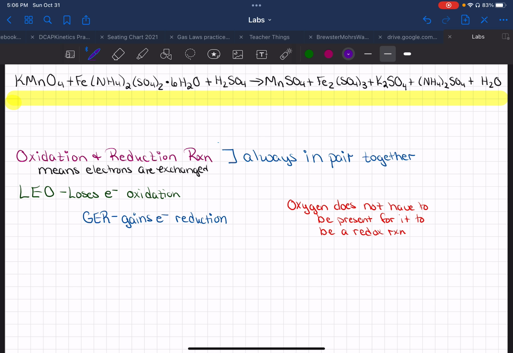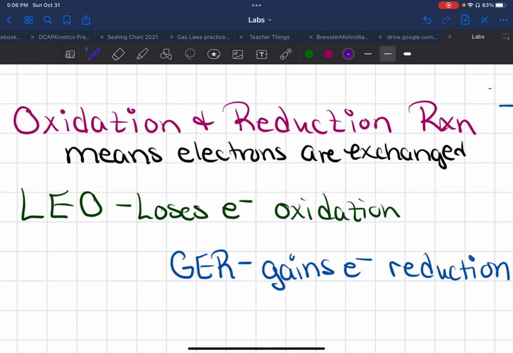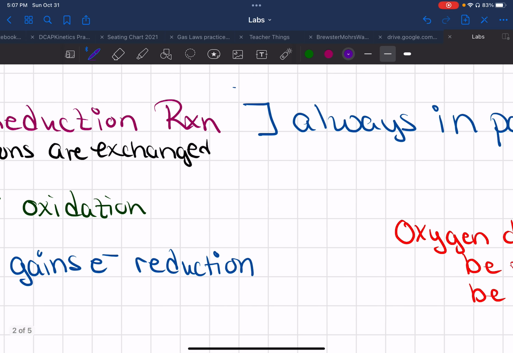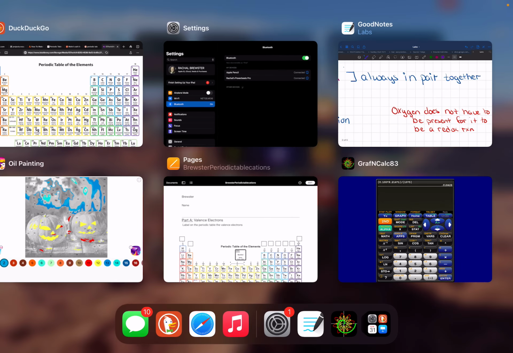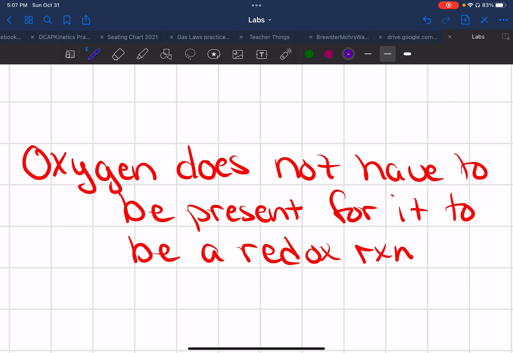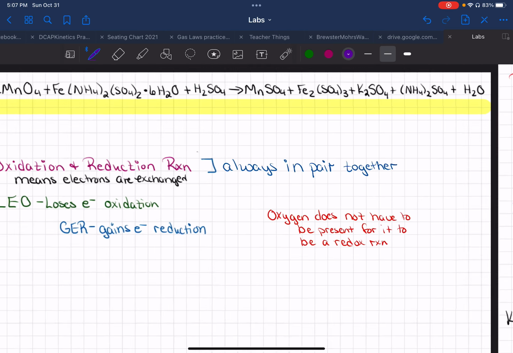Oxidation and reduction reactions always come in pairs together. And oxidation-reduction reactions just means that my electrons are being exchanged. Someone's losing electrons and someone else is gaining electrons in the reaction. A quick way to remember the terminology is LEO-GER. LEO stands for lose electrons, oxidation, and GER means gain electrons, reduction. And a quick note, oxygen does not have to be present for it to be a redox reaction.